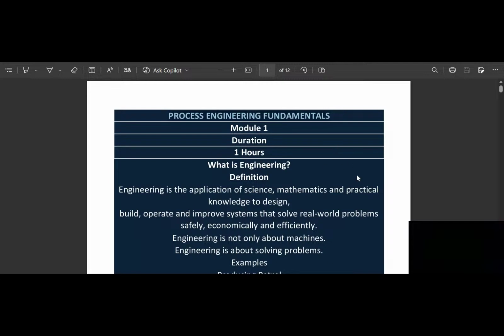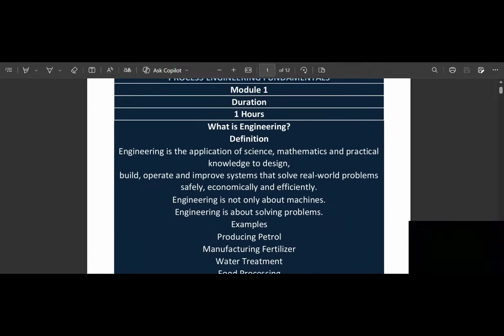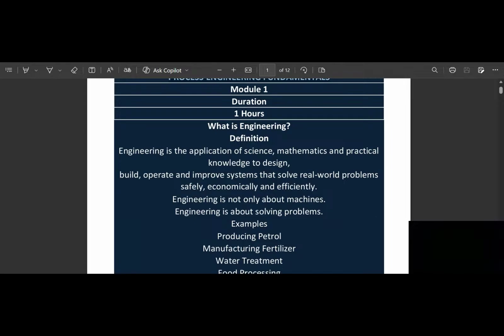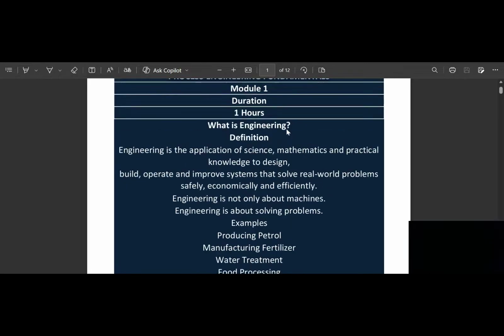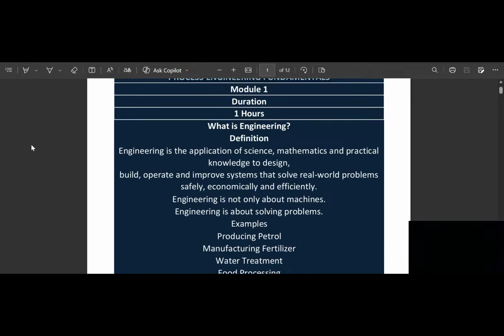Process engineering fundamentals. It's module one. Whatever I know, I have extracted and am trying to present to you. Maybe you will enjoy it and you will get more information about engineering fundamentals. So what is engineering? Whatever we have learned in college or university, and whatever knowledge we require in the market, both are different things. So let's discuss that.